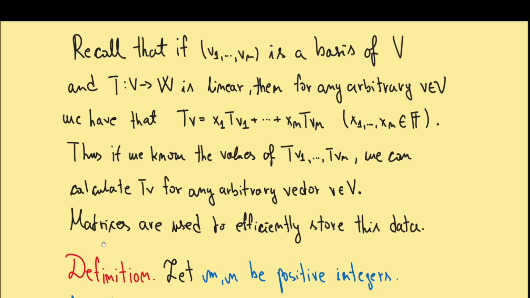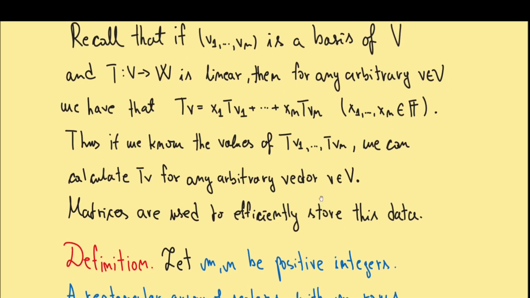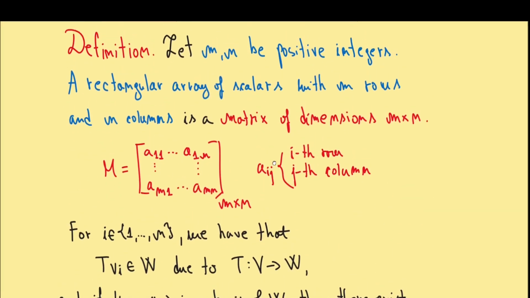And matrices are used to efficiently store the data corresponding to our linear transformations in a manner that is efficient for computation and quite helpful for developing theory. So we give the following definition.